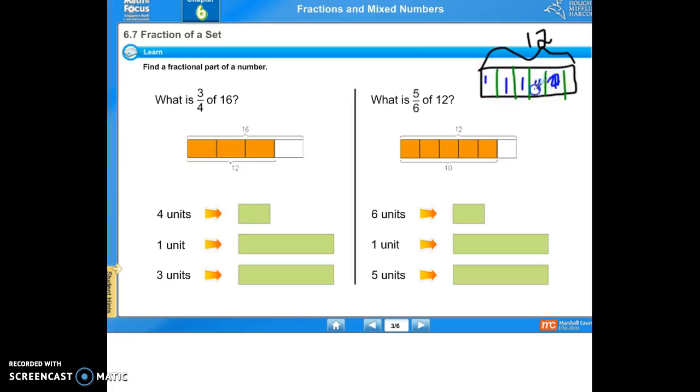There's my 5 groups. I'm trying to figure out how many blocks I have altogether. Well, if I had 12 blocks total, I broke it into 6. 12 divided by 6, that means each of these groups contain 2 blocks. Now, if I grab all 5 of them, I grab these right here, I've got 2, 4, 6, 8, 10 blocks. So 5/6 of 12 is 10.